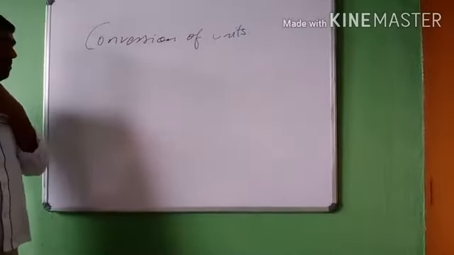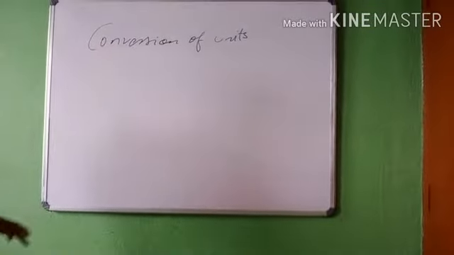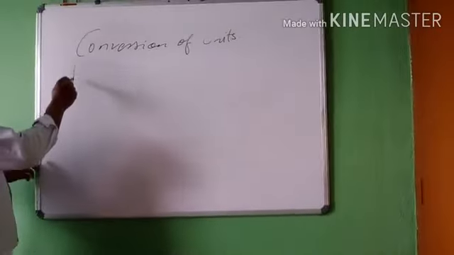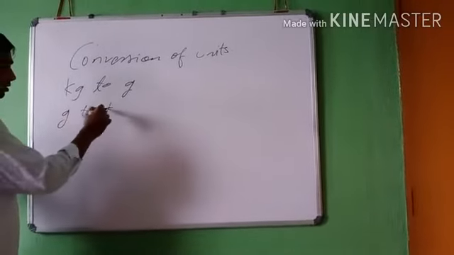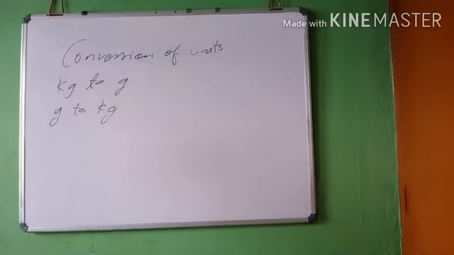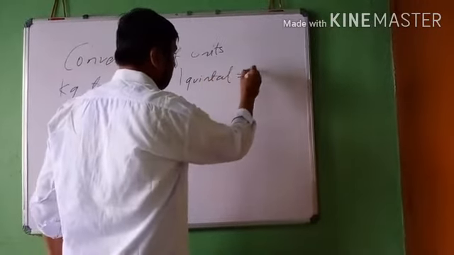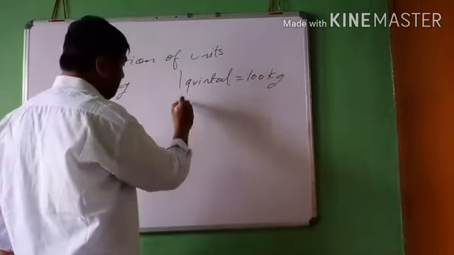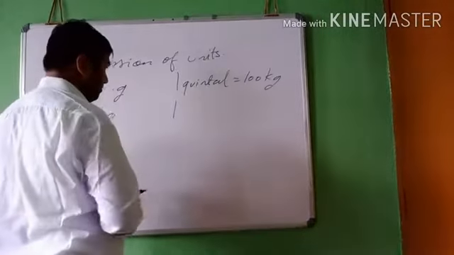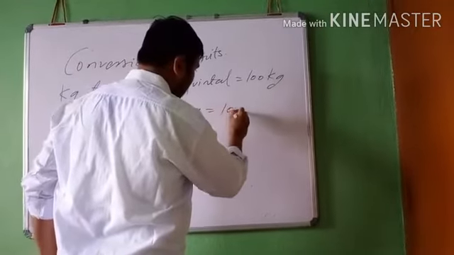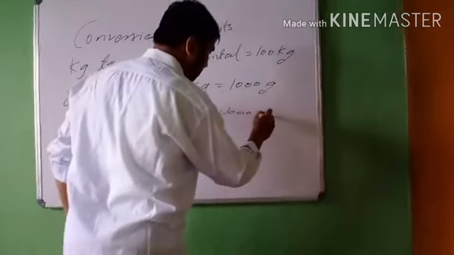Now we will discuss conversion of units. In measurement of length also, we discussed conversion of units, how to change meter to centimeter, kilometer to meter and all. In the same way, we will see how to change kilogram to gram or vice versa, or sometimes gram to kilogram or even to milligram also. For that, we have to know this relationship: 1 quintal equals 100 kg, 1 kg equals 1000 gram, and 1 gram equals 1000 milligram.